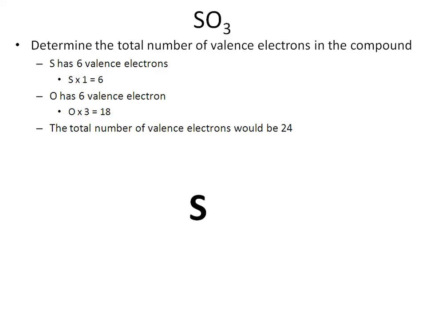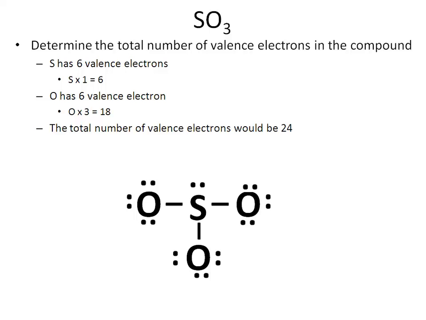S is in the center. We surround it by the oxygens. Draw the single bonds. Add lone pairs until the octet rule is satisfied for each element. And when we look at it, every oxygen has 8 and sulfur has 8. And then we count it up. 10, 12, 14, 16, 18, 20, 22, 24.